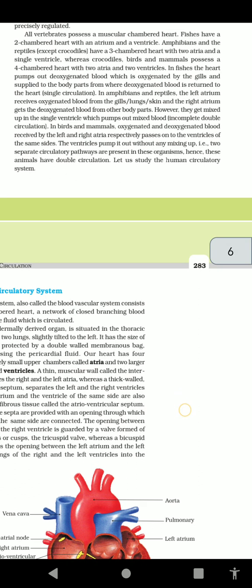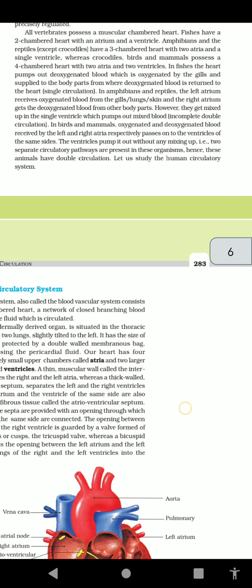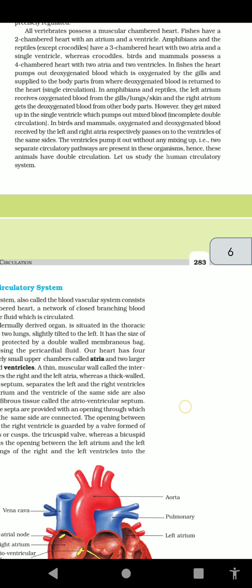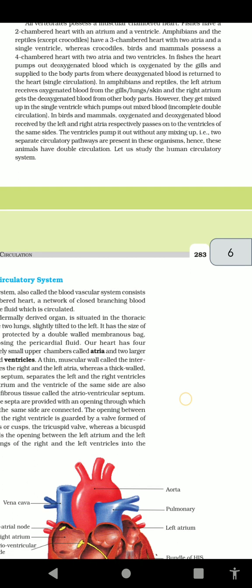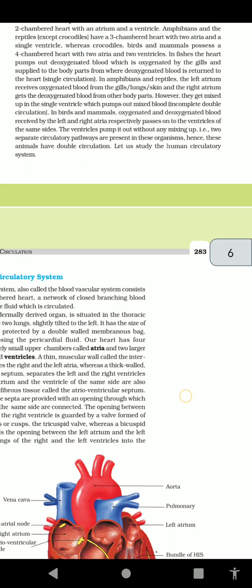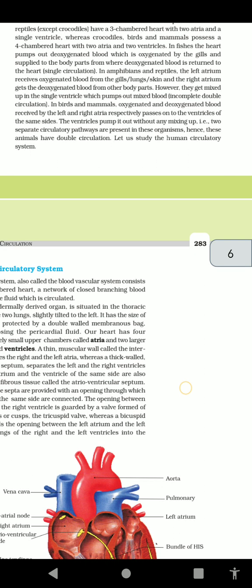The fishes have a two-chambered heart with an atrium and a ventricle. Amphibians and reptiles, except the crocodile, have a three-chambered heart with two atria and a single ventricle, whereas the crocodile, birds, and mammals possess a four-chambered heart with two atria and two ventricles. In the fishes, the heart pumps out deoxygenated blood, which is oxygenated by the gills and supplied to the body parts, from where the deoxygenated blood is returned to the heart.